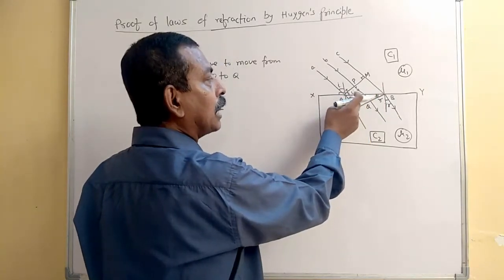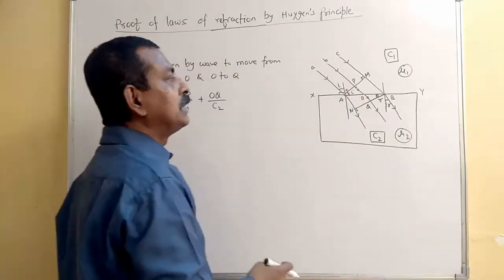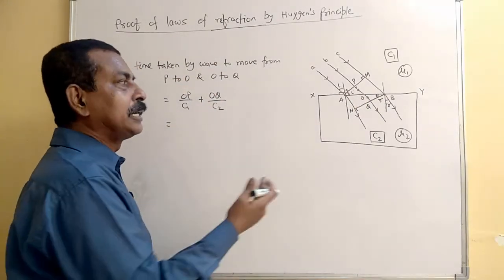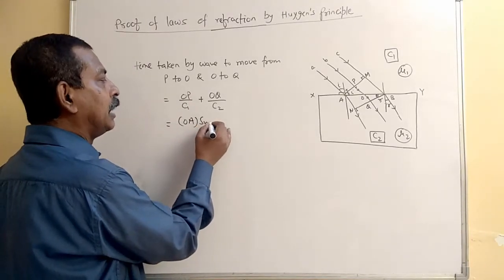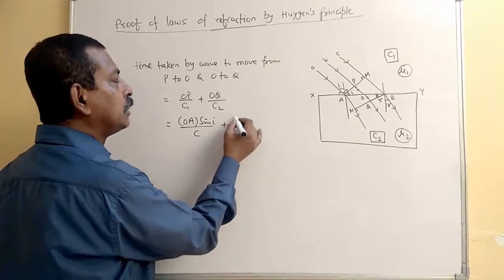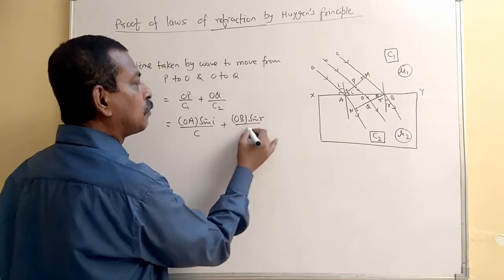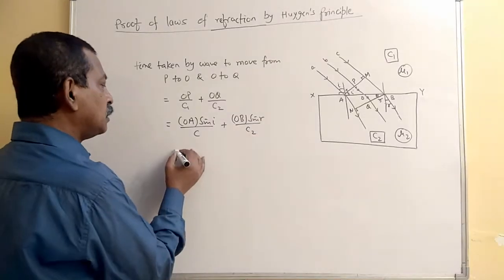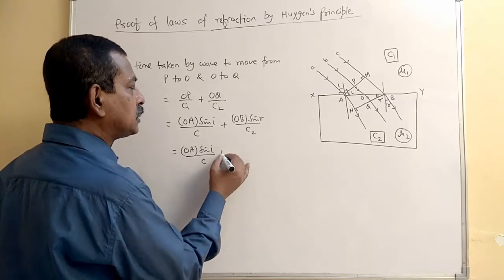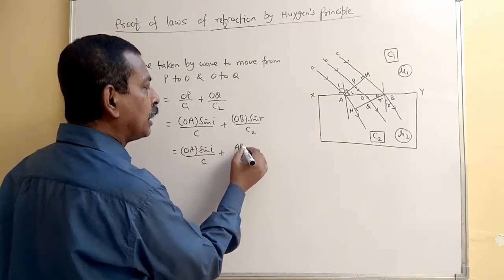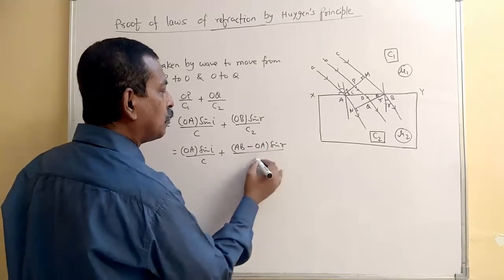For this angle I, this is your perpendicular, this is the hypotenuse. So in that case, OP by OA is sine I, or OP equals OA sine I, divided by C1, and OQ can be written as OB sine R by C2. This is again OA sine I by C1. OB can be written as AB minus OA, sine R by C2.